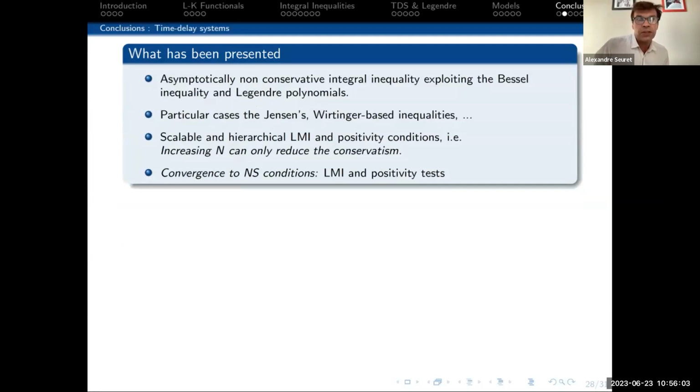We have something that is scalable and hierarchical in the LMIs and in the results, which says that when we increase the number of polynomials, we can only reduce the conservatism. And more recently, we had these necessary and sufficient conditions, and we proved that eventually, when you increase, you will get a positive answer.